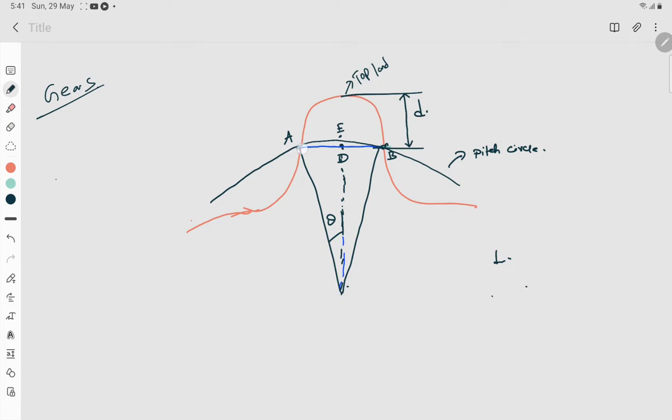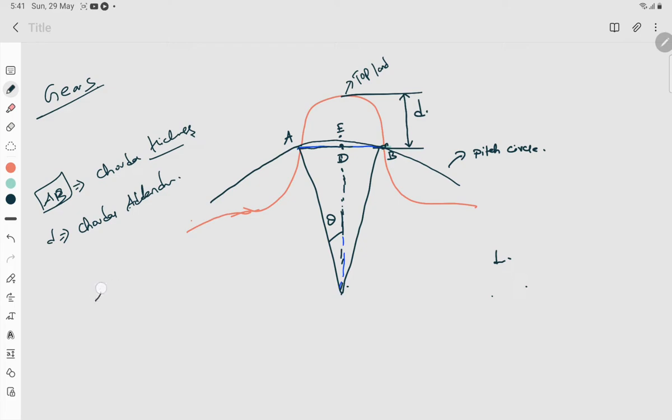So this horizontal line AB is nothing but the chordal thickness, and this chordal thickness should be measured at a distance of D from the top land. So that D is nothing but the chordal addendum. So we'll try to derive the relation for chordal thickness and chordal addendum now.